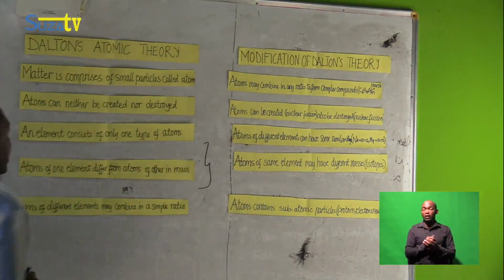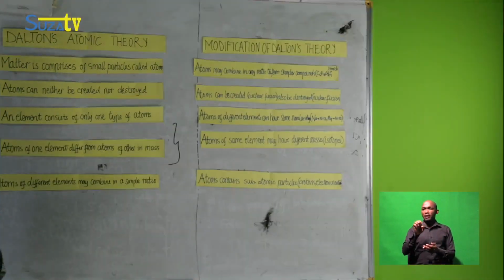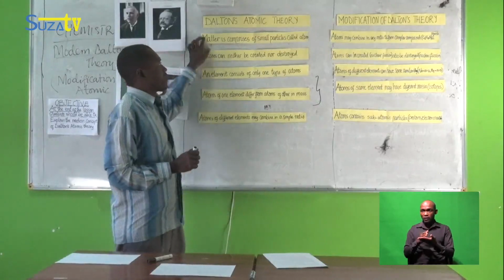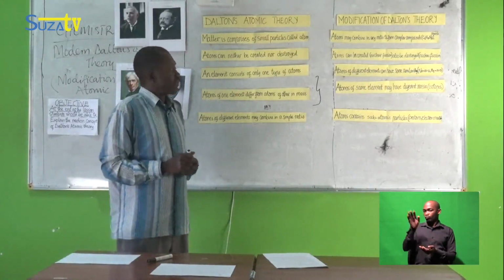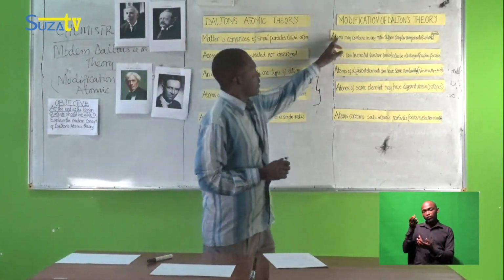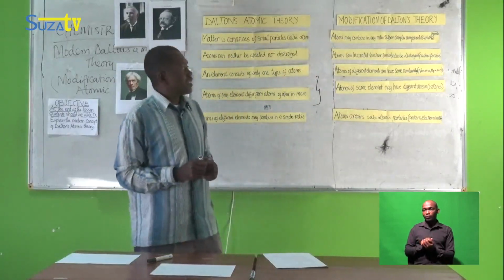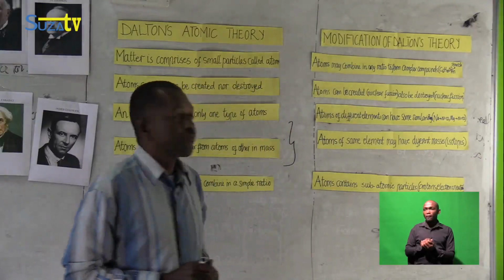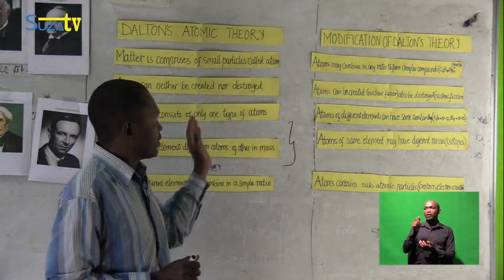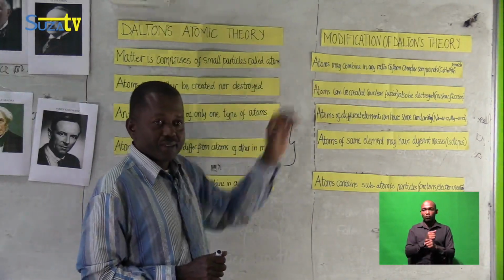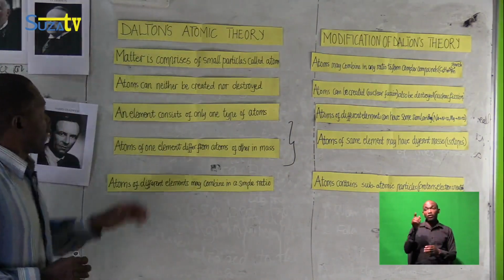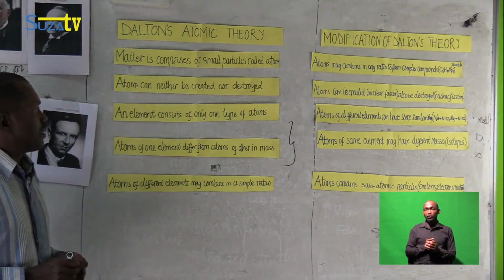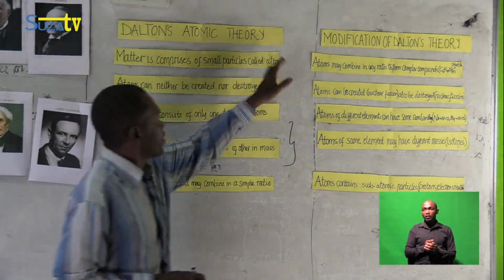Matter comprises of small particles called atom. Now, we have atom may combine in any ratio to form complex compound. So, is this resemble that one? Is it? Yes, no. No. Atom can neither be created nor destroyed. Let's finish with that first one.